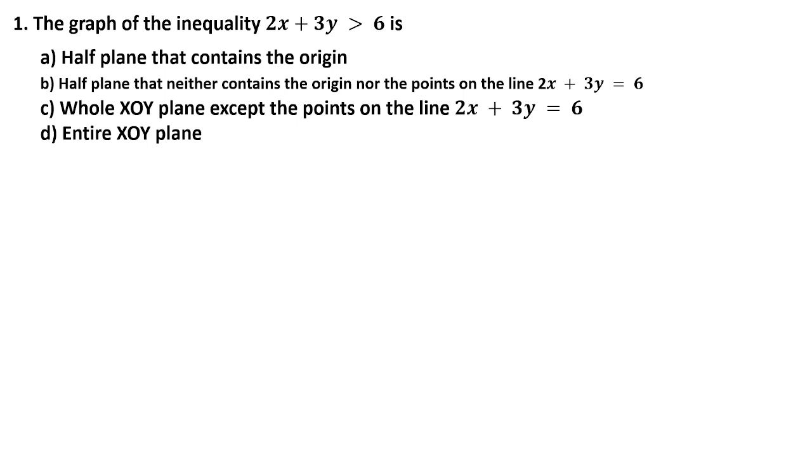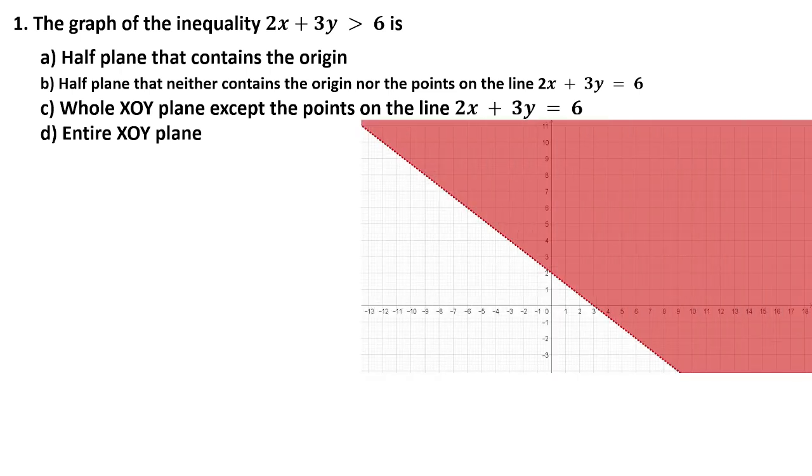Question number 1. You have been given the graph of the inequality 2x plus 3y greater than 6. You have to visualize it and check which will be the correct option. It passes through which points, and it is greater than 6. But remember, this is a strict inequality. Therefore, you have to check which option can be correct. Is it a half plane that contains the origin? No. A half plane that neither contains the origin nor the points on the line is the correct answer.